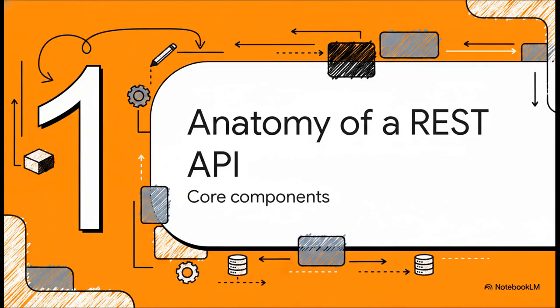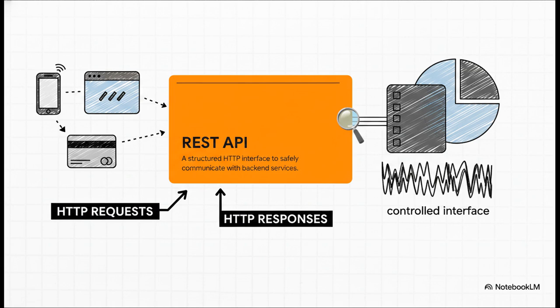Section 1. Anatomy of a REST API. All right, let's dive into this definition. I know representational state transfer application programming interface is a massive mouthful. But simply put, a REST API is really just the standard way your front end, whether that's a mobile app, a web dashboard, or a payment service, talks to your backend servers over HTTP. It acts as a highly controlled interface, making sure that your client applications never have to or get to expose or directly touch your database.